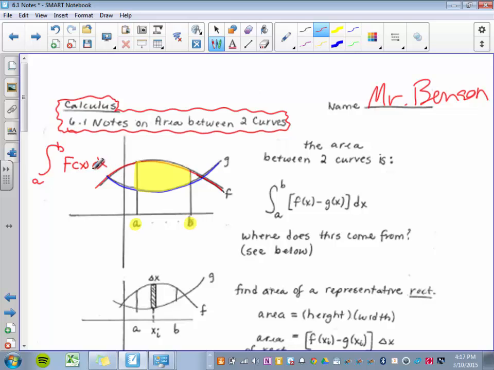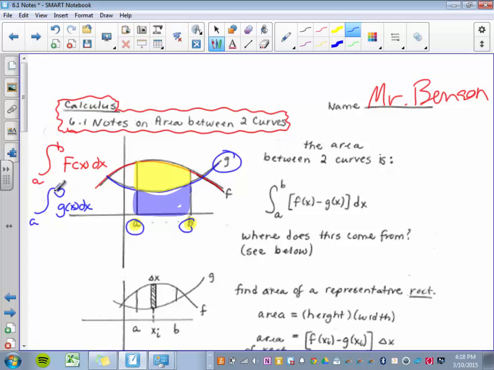Then what you need to do is find the area under g of x, this blue area right here. To find that area, you'd be integrating from a to b this g of x function right here. So g of x dx. So we're going to integrate that.